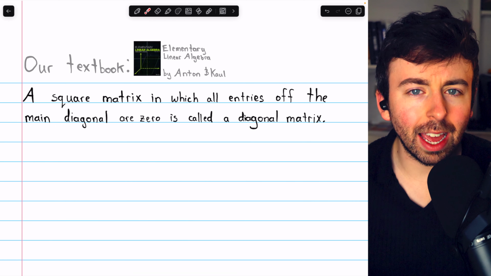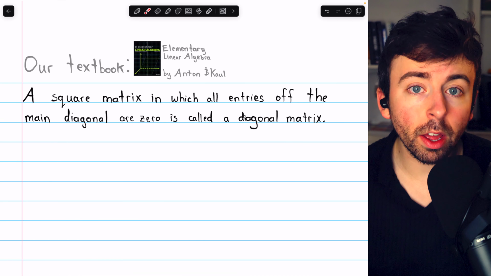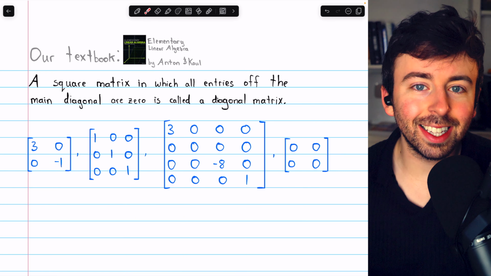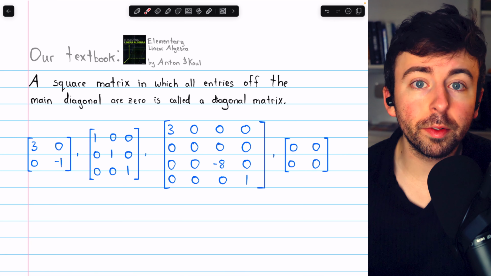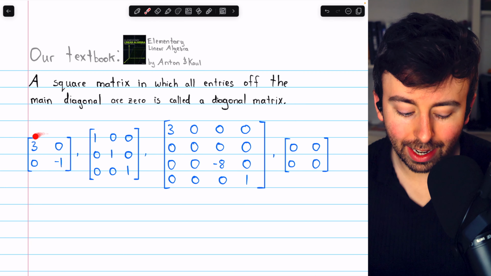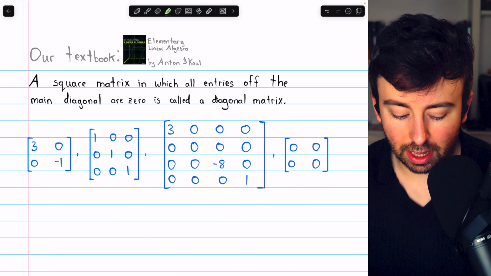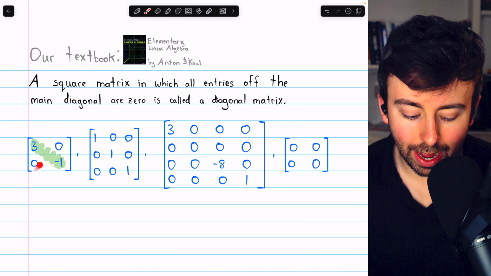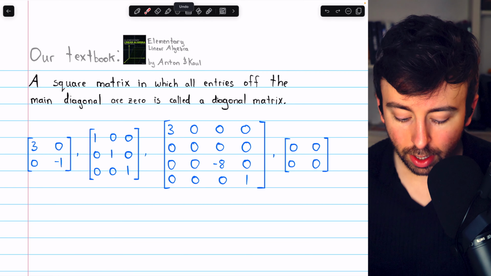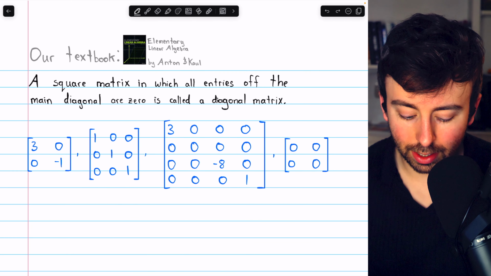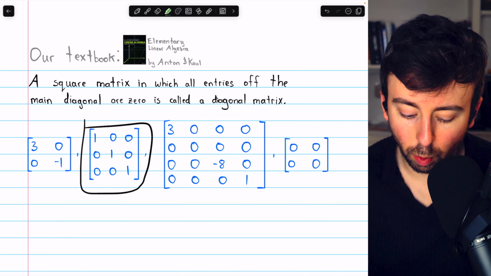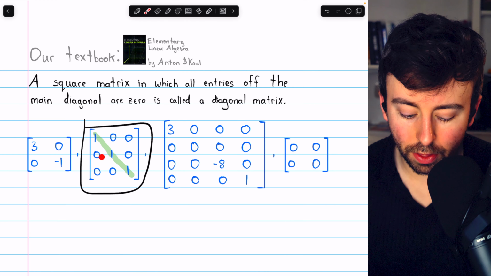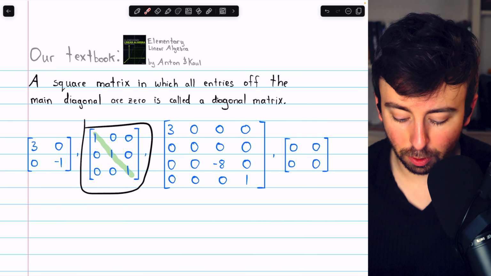It just must be the case that any entry not on the main diagonal is 0. This is a very nice class of matrices. Here are a few examples. This is a diagonal 2x2 matrix. You can see there are some entries on the main diagonal, but everything not on the main diagonal is 0. The identity matrix, of course, is a diagonal matrix. We have ones across the diagonal, but importantly, everything not on the main diagonal is 0.